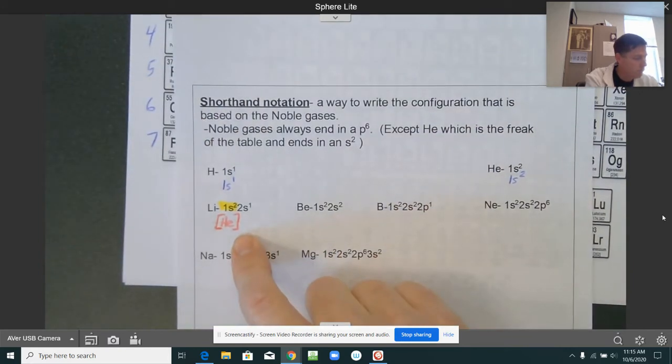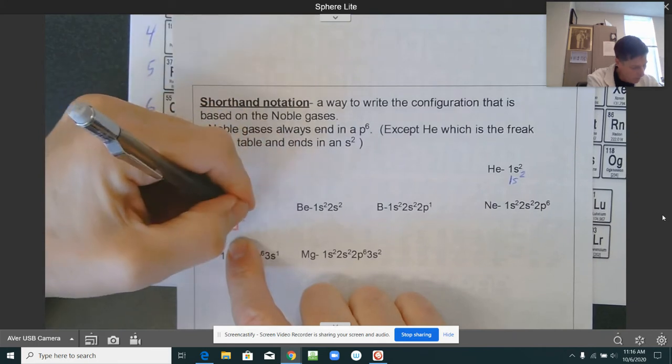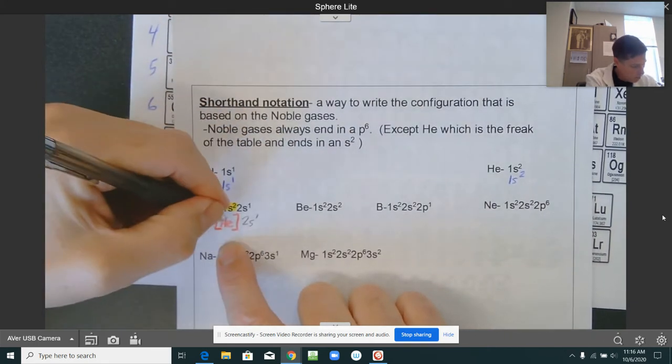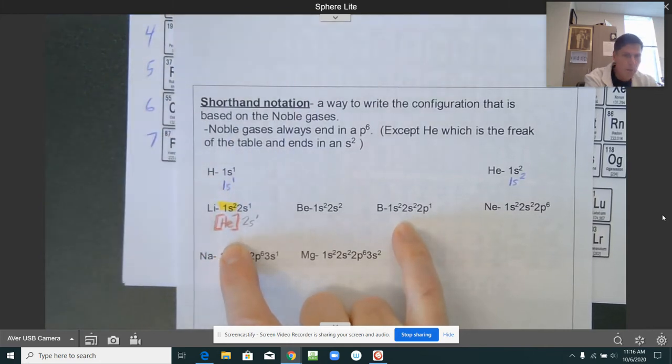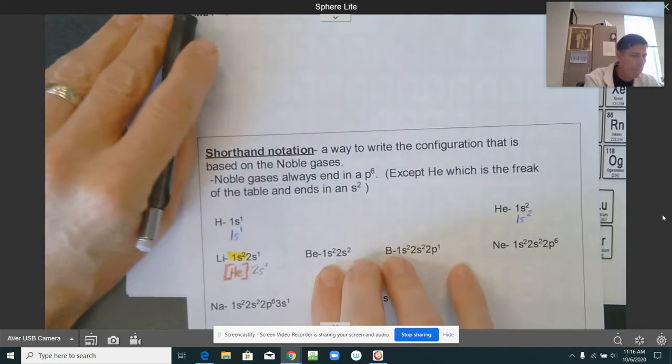At that point, you're going to write whatever's left. So 2s1. I'm going to go back to regular pencil so it's easier to read. Okay, so we're going to have He in brackets and 2s1. Once again, you can do parentheses. That doesn't matter.